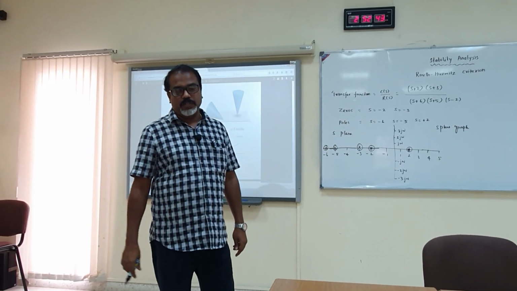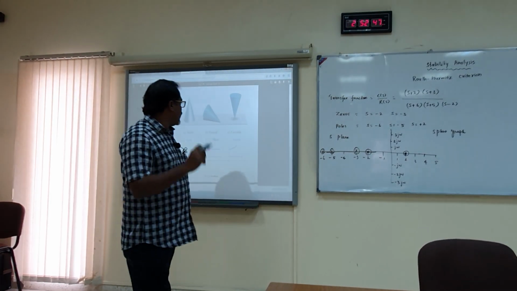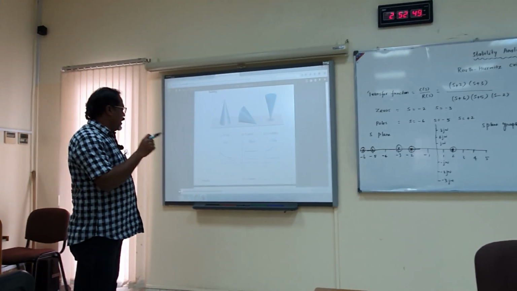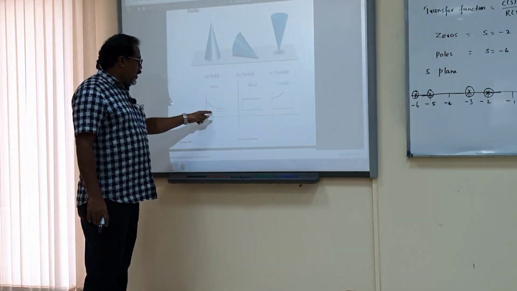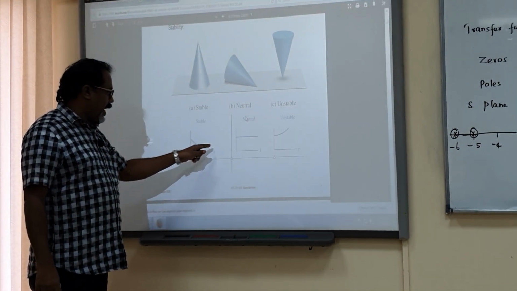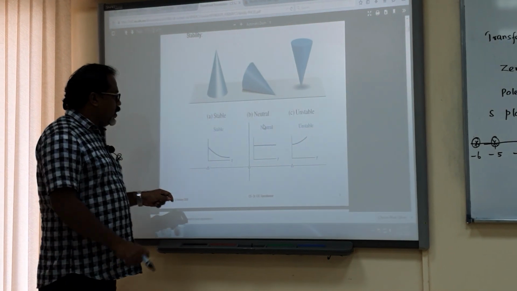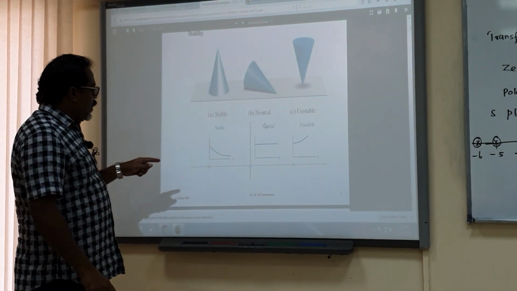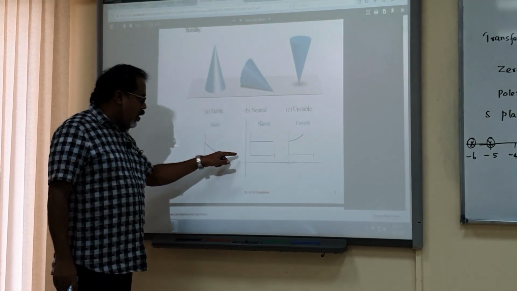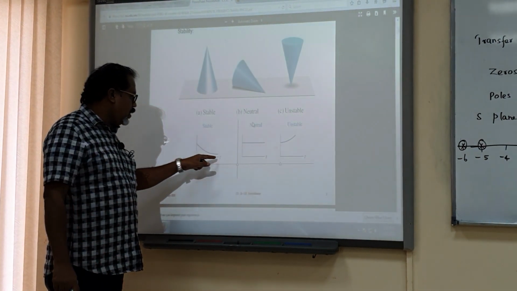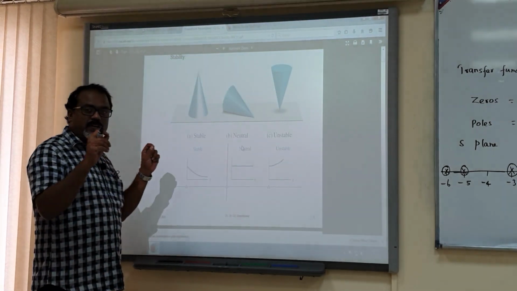Today we are going to see about stability analysis in control system. What is meant by stable in a system? When you take a graph with time on the x-axis and the system response on the y-axis, if the response of the system is going to 0, touching 0 as time increases, then you can say that kind of system is a stable system.